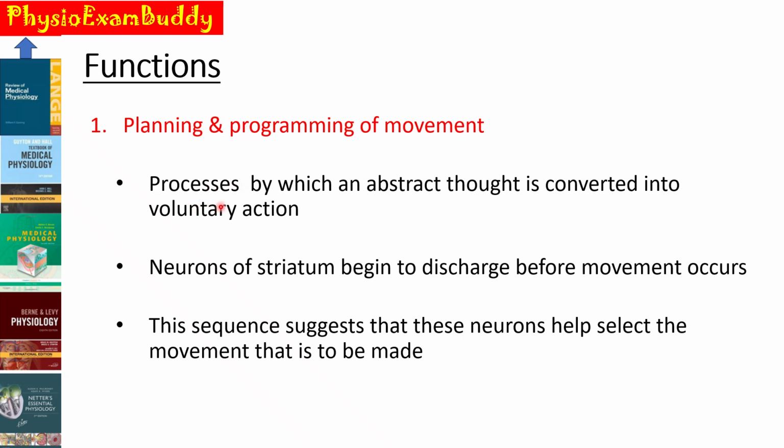It includes processes by which an abstract thought is converted into a voluntary action. That is, it is found that the neurons of the striatum of the basal ganglia begin to discharge before the movement occurs, and this sequence, the neurons of the striatum discharging prior to the movement, suggests that these neurons help to select the movement that is to be made.